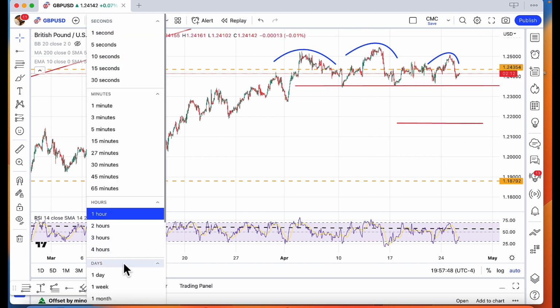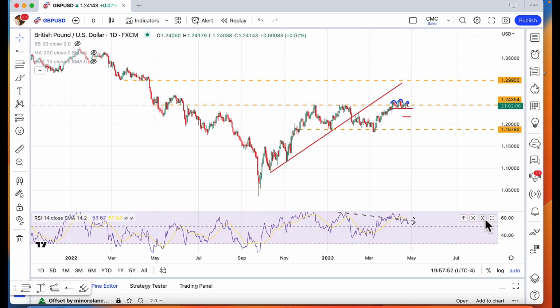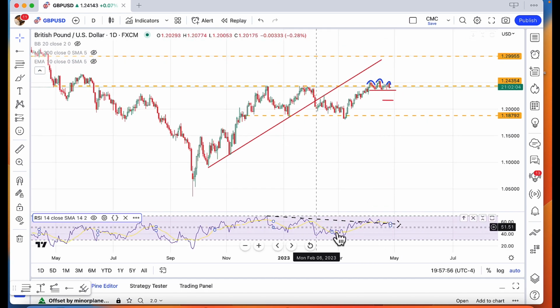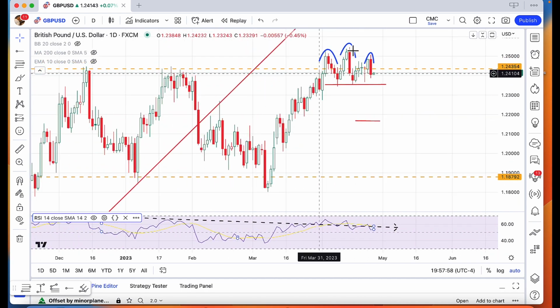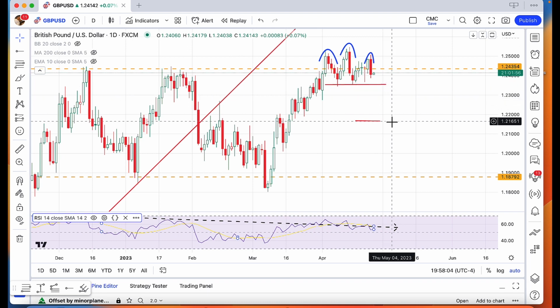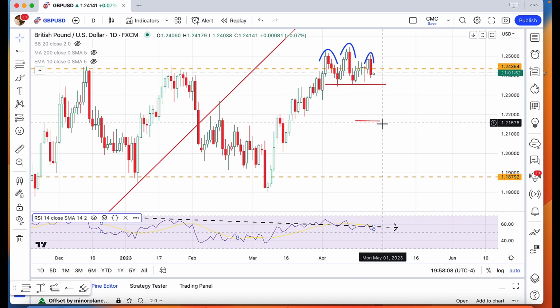When you look at it on the daily chart, you can see your RSI clearly pointing to lower levels. And so this would tell you that momentum is bearish. This pattern is bearish in itself, and a break of 1.235 sets up a drop to probably 1.20 or so, if you were to do an extension off this level.